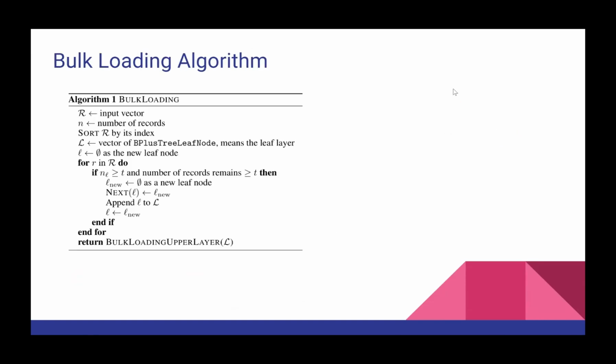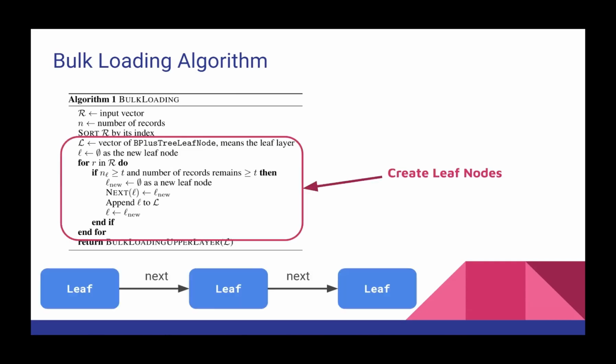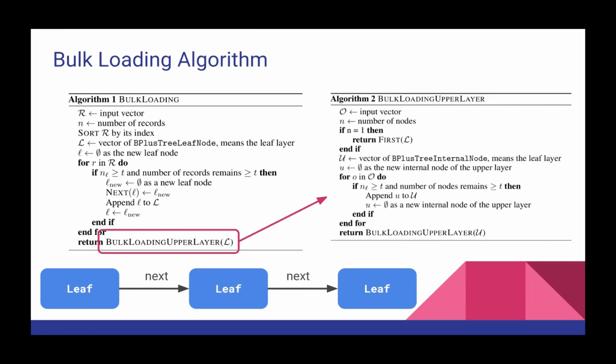We use bulk loading to quickly build the B+ tree. First, we sort all the indices in O(n log n) time. Then, we construct a row of leaf nodes. Each node is assigned t indices, while the last leaf node can hold up to 2t indices. It can be proven that only the last node needs to be considered in this scenario. After constructing the leaf nodes, we use a function called bulk loading upper layer to build all the upper level nodes.